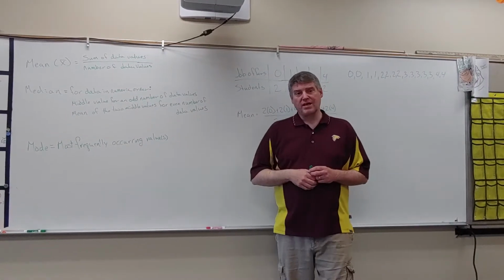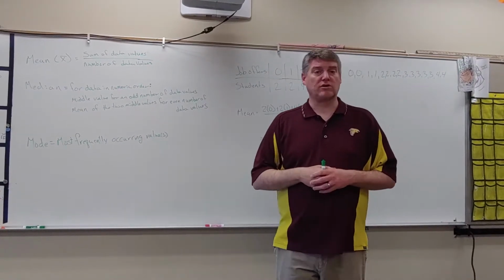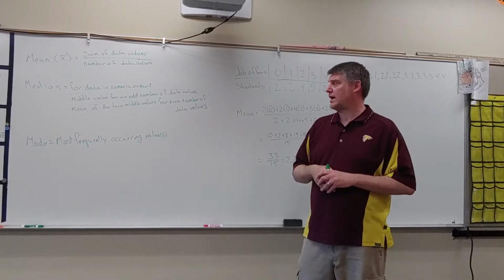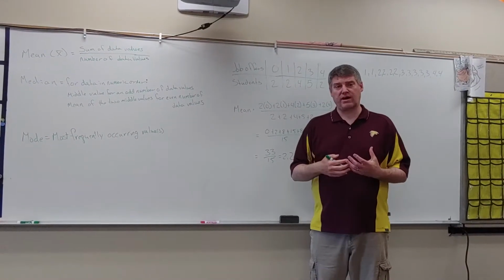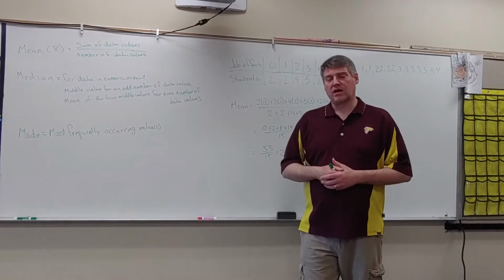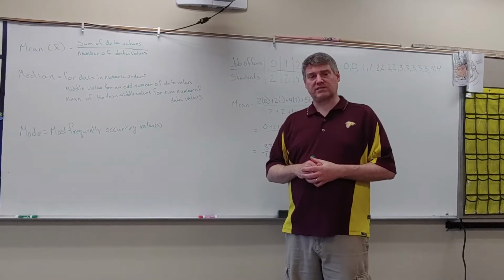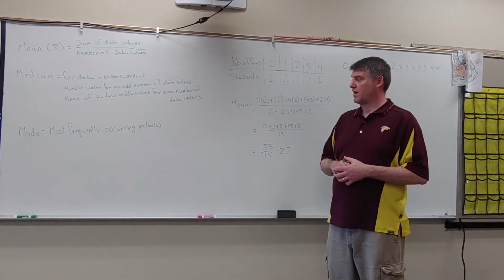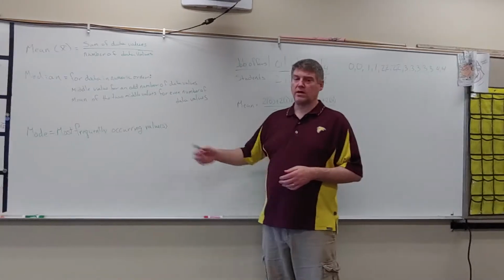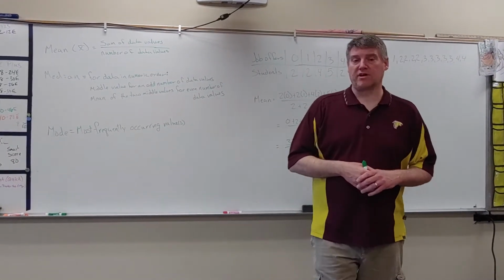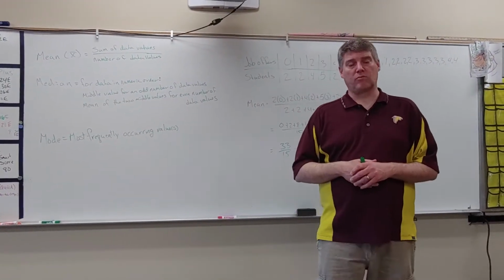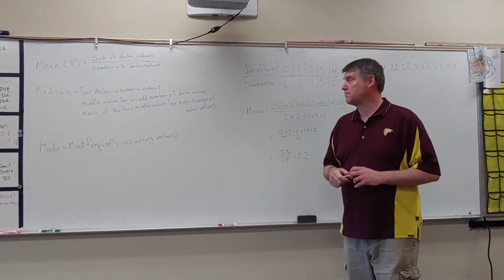So the median is essentially the middle value. So it's the middle value on an odd set of data values, and it's the mean of the two middle values on an even set of data values. And then the mode is the most frequently occurring value or values. There can be multiple modes in there.